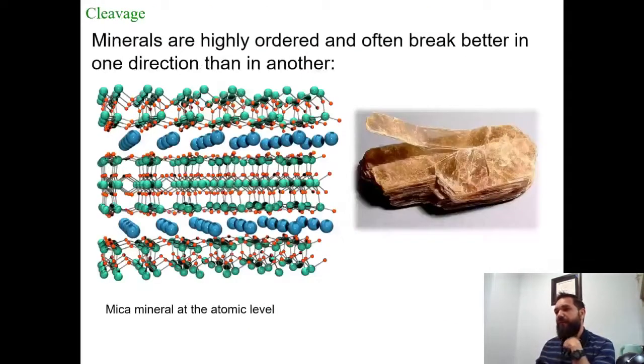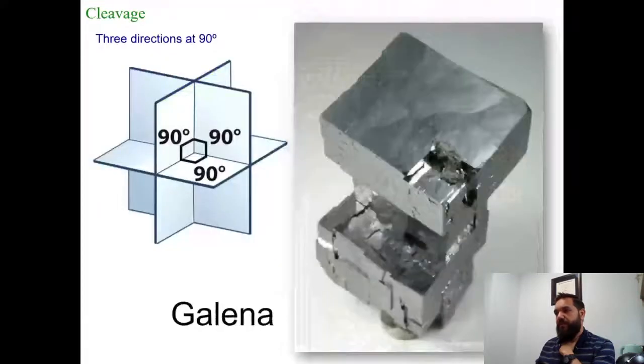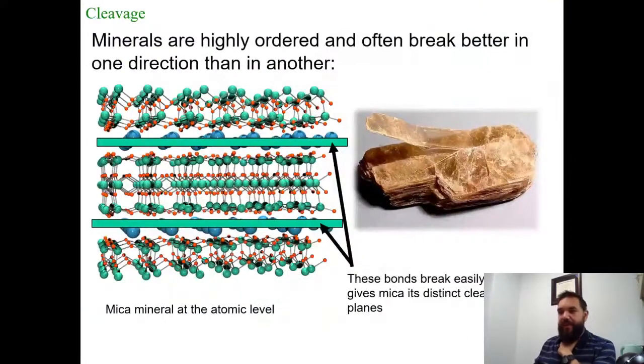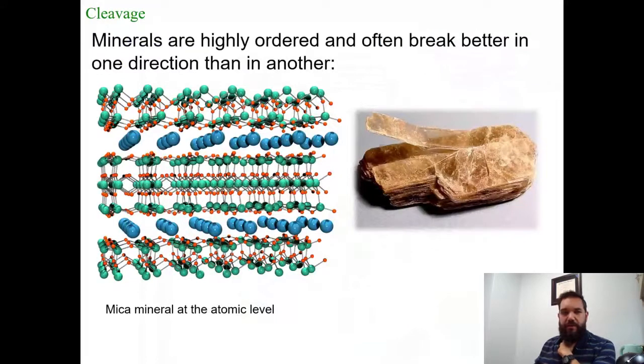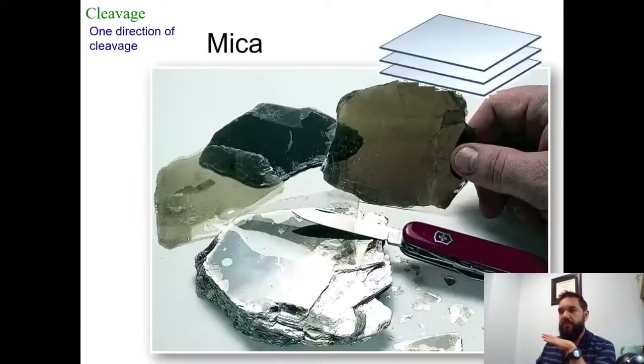When you don't have cleavage planes... well, I'll just explain it the other way. Minerals have this atomic structure, right? And sometimes certain bonds are easier to break than others. For example, in mica, it's easy to break these bonds right here. And because it's easy to break those bonds, it splits easily into sheets. So this is perfect cleavage in one direction. So there's mica. You see how it splits into sheets, right? You all see that?